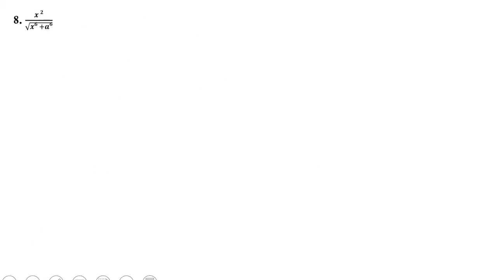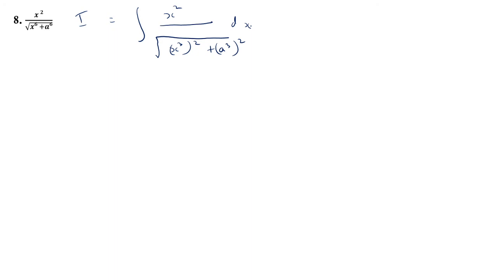Next question is the integral of x square divided by root of x raised to 6 plus a raised to 6. So let us write I is equal to integral x square divided by root of x raised to 6, I am writing it as x cube the whole square, plus a cube the whole square, dx. Here now we can use integration by substitution.